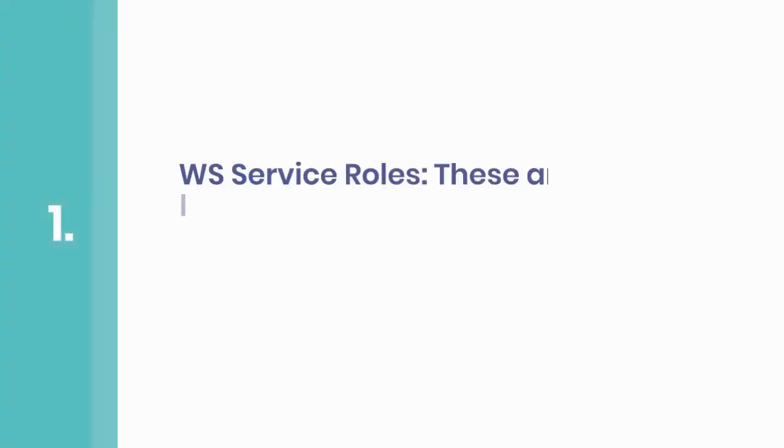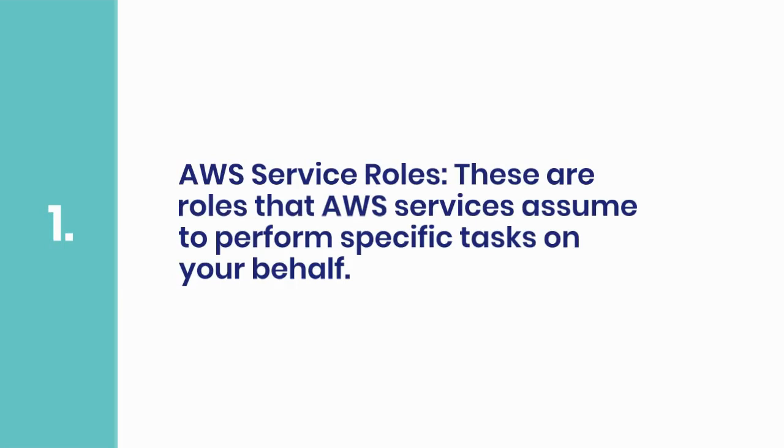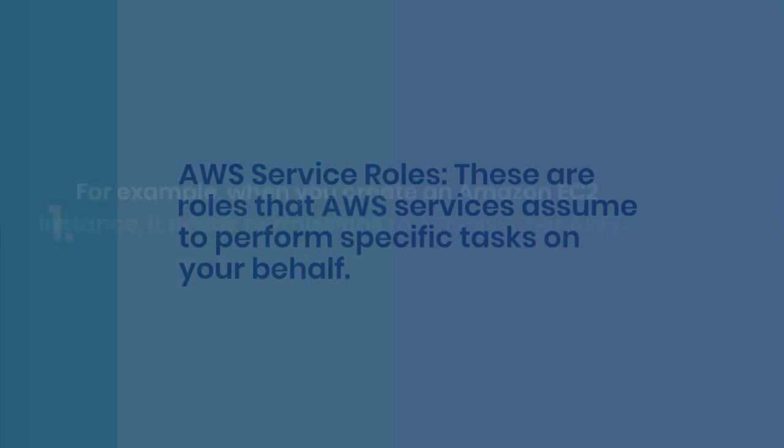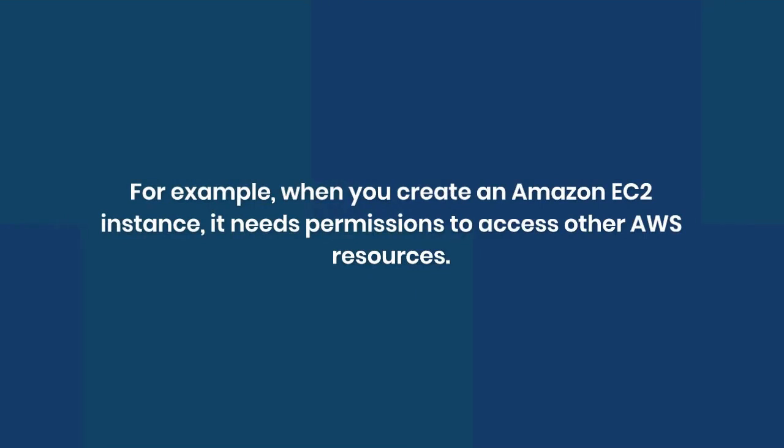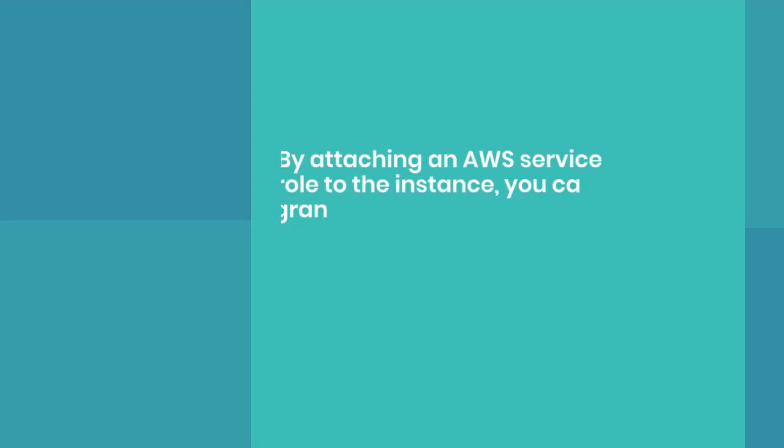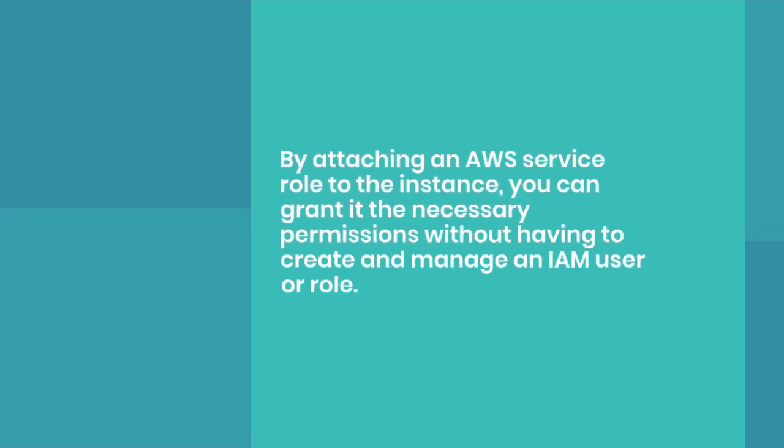AWS Service Roles. These are roles that AWS services assume to perform specific tasks on your behalf. For example, when you create an Amazon EC2 instance, it needs permissions to access other AWS resources. By attaching an AWS service role to the instance, you can grant it the necessary permissions without having to create and manage an IAM user or role.